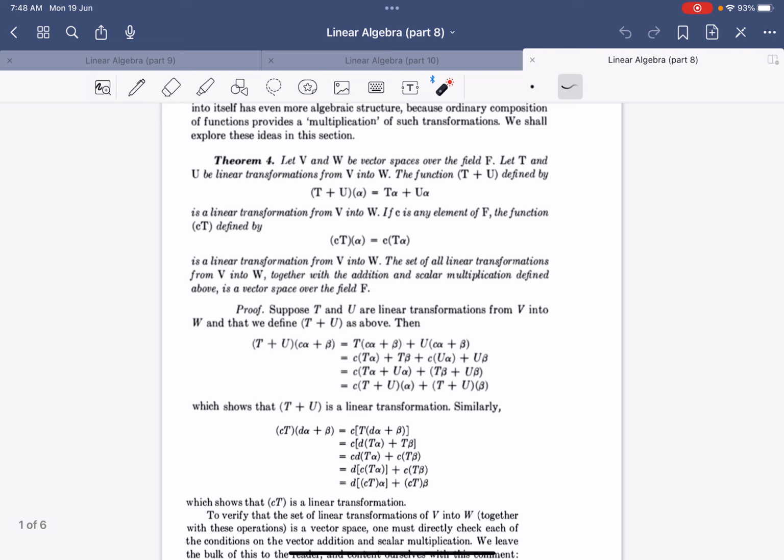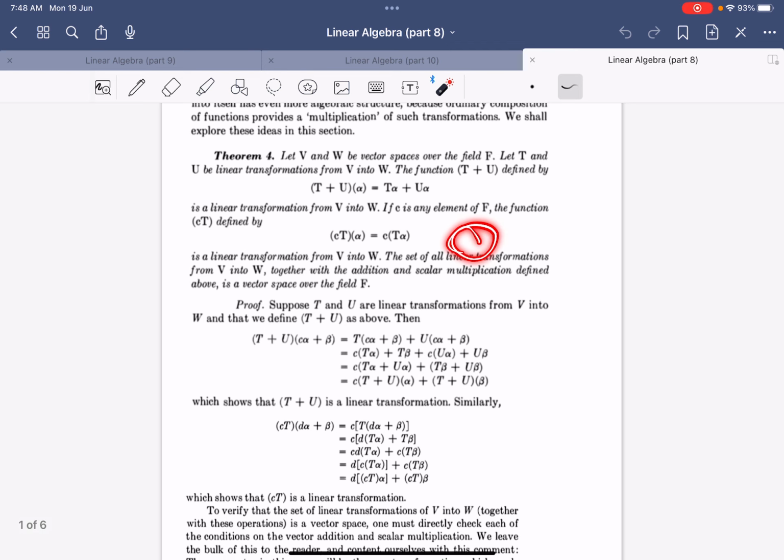Some examples of this include addition. When you add two linear transformations together and you define it as so, it will still be a linear transformation, and when you scalar multiply them, it will also remain a linear transformation. You can then also prove that the set of all linear transformations will be a vector space.